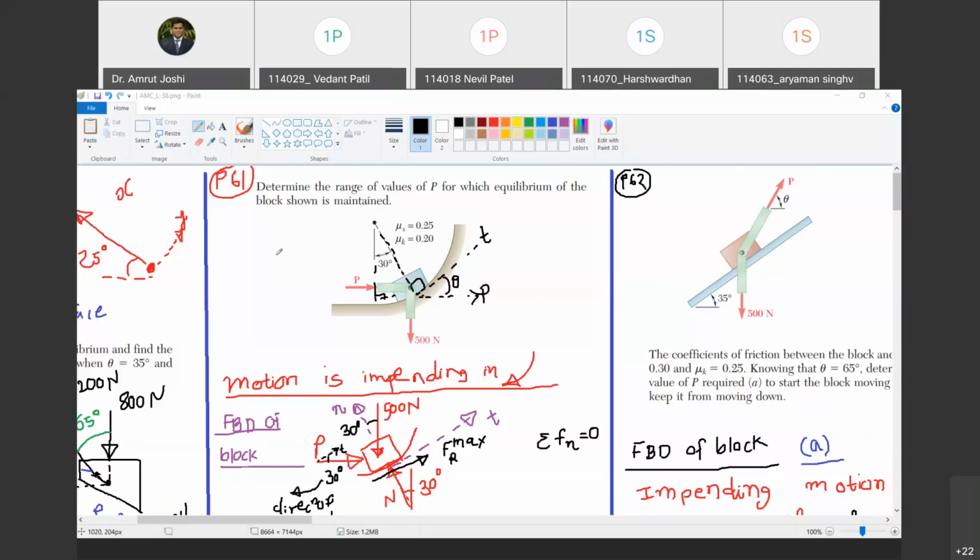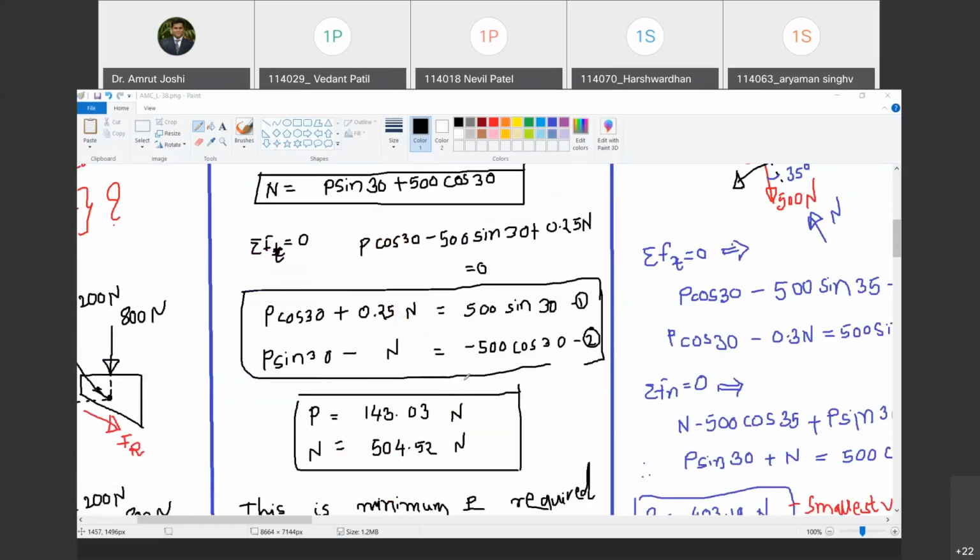Mahi, so we were solving problem number 61. Do you remember this? And we have reached a state where we had to solve these two equations. Do you remember that, Mahi?